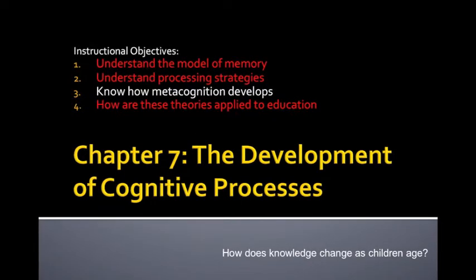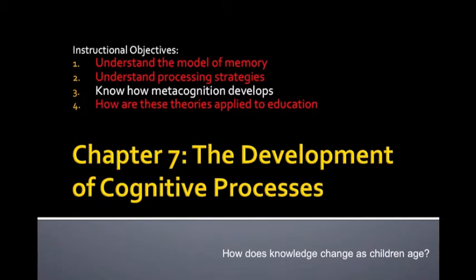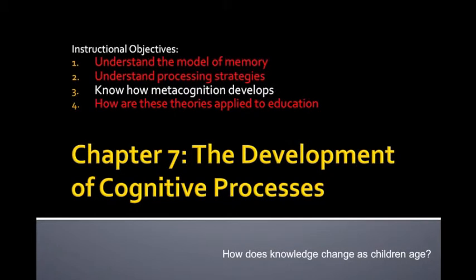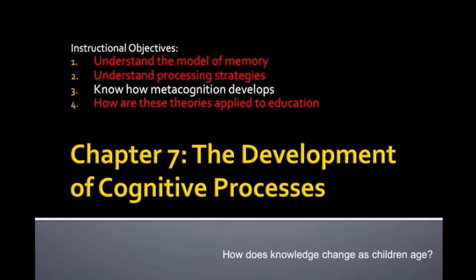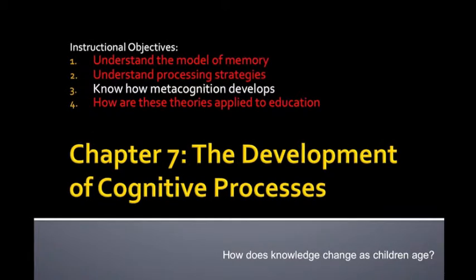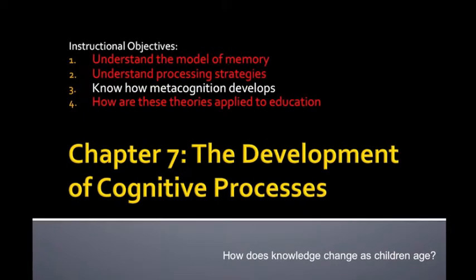This is the lecture for Chapter 7, The Development of Cognitive Processes. This is really looking at the information processing theory. So we want to work to understand the model of memory, understand processing strategies, and understand how these theories are applied to education. We won't get time to talk about how metacognition develops, but it's something that you should pay attention to in the reading.